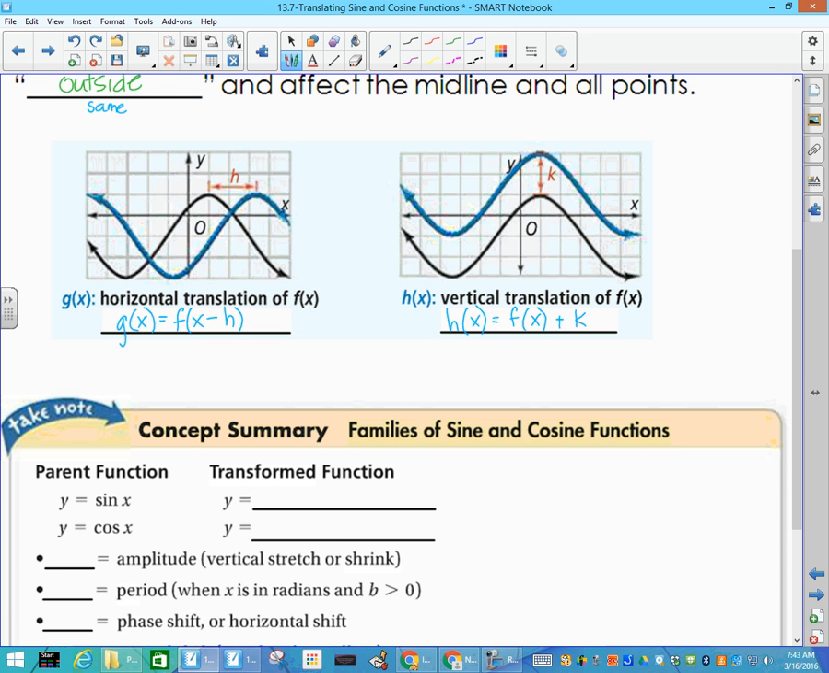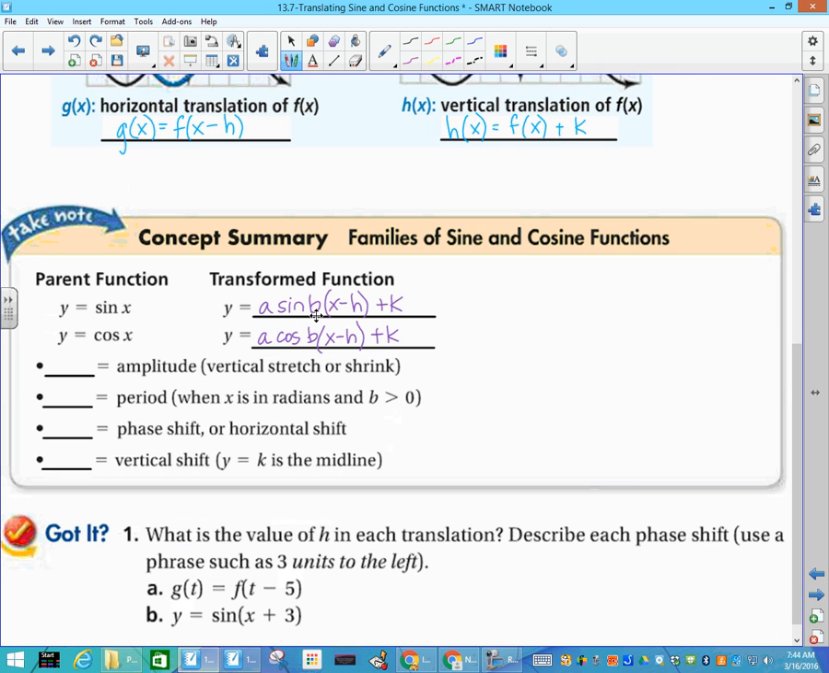Now, if we take our parent functions of y equals the sine of x and y equals the cosine of x, and we put all the changes that we've talked about together, then our function is going to be y equals a times the sine of b times (x minus h) plus k, or y equals a times the cosine of b times (x minus h) plus k. Now, the important thing that I want to remind you is this b is multiplied by the x, but to see the true h value, you can't have a coefficient of x. So if there's a coefficient of x, you would have to factor it out. So just keep that in mind that when you see h and you're looking at a phase shift, you have to be on just x.